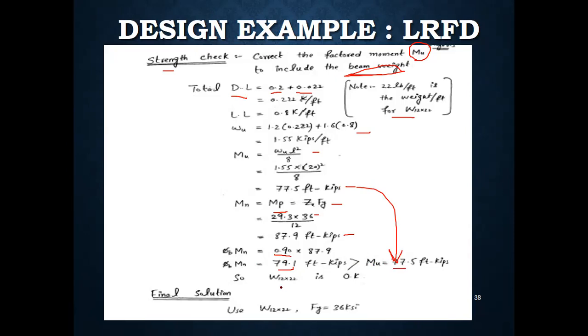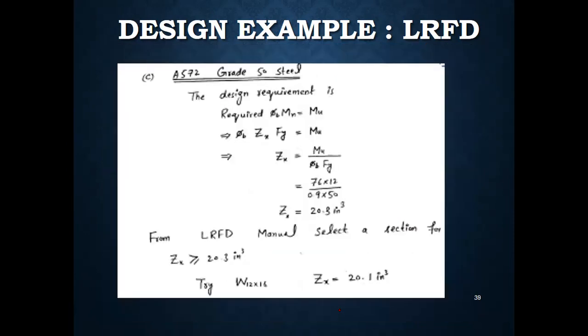So our section is okay, because the moment generated due to loading is 77.5 kip-feet, while our section can resist a moment of 79.1 kip-feet. So we can say that the final solution for A36 steel is W12 by 22 with Fy of 36 KSI.